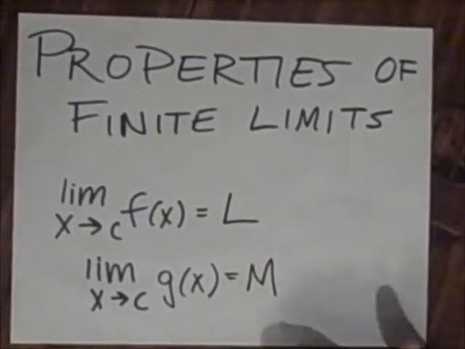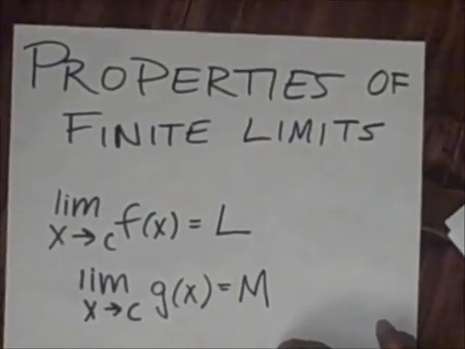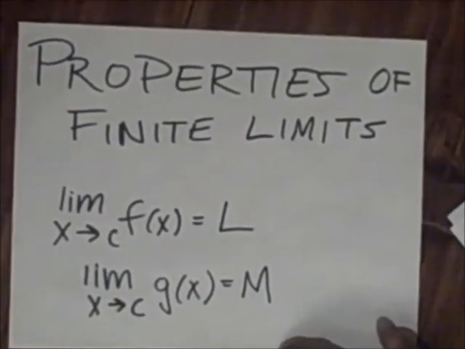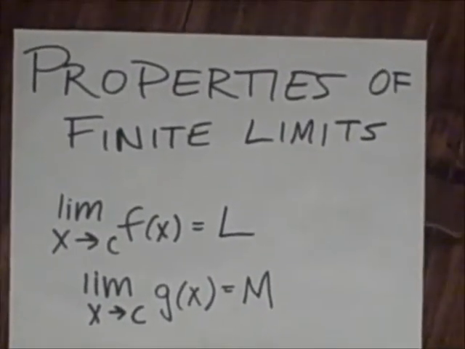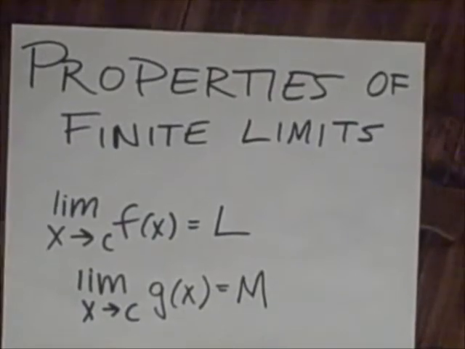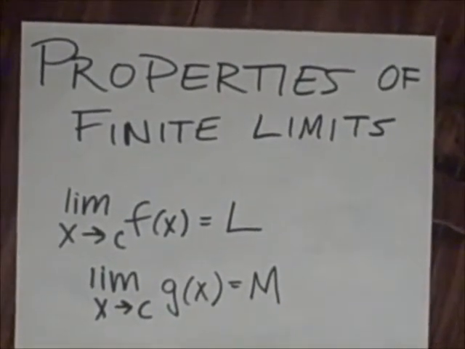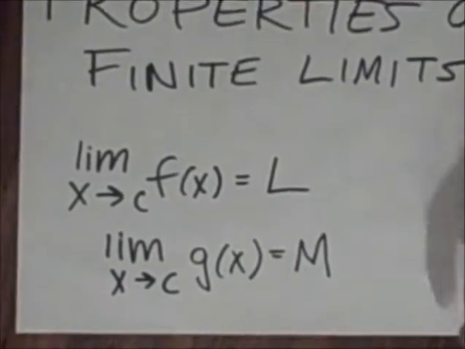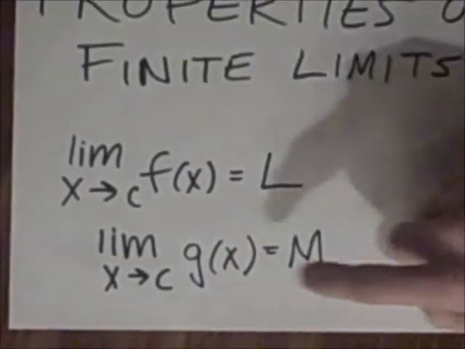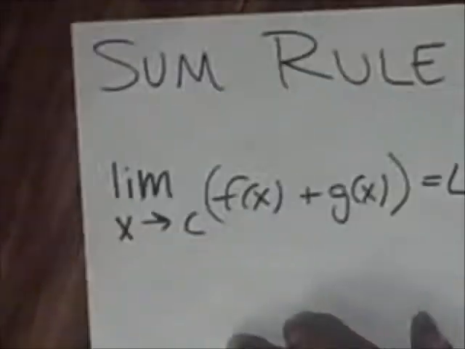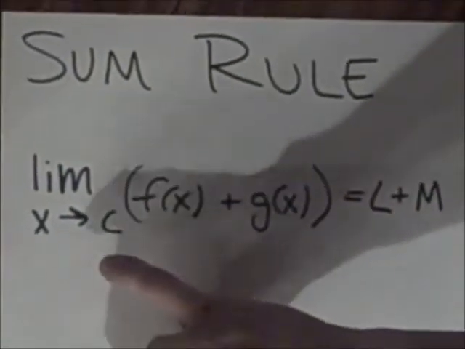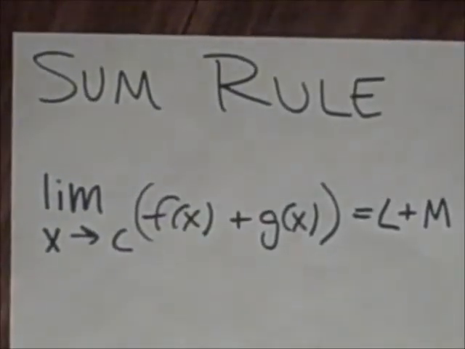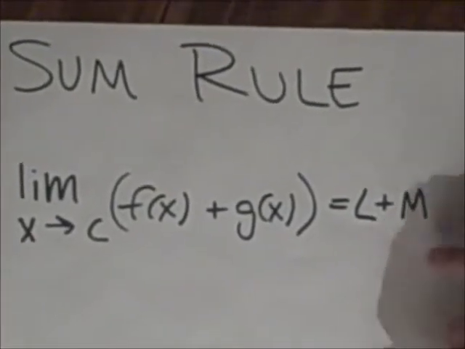The next technique we'll run you through for how to evaluate limits is by using the properties of finite limits. And I'll just run you through what the properties of limits are for finite limits. First you need to know that the limit as x approaches c of f of x equals L, and the limit as x approaches c of g of x equals m. The first rule we'll start with is the sum rule, and this says that the limit as x approaches c of f of x plus g of x equals L plus m.